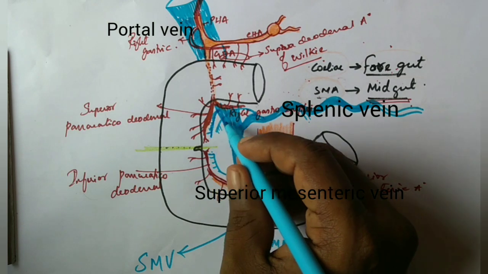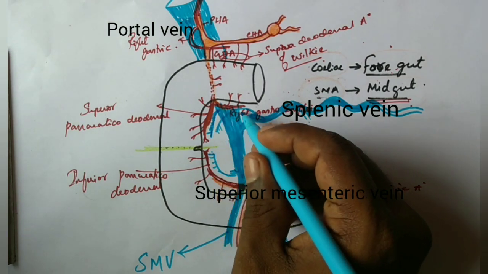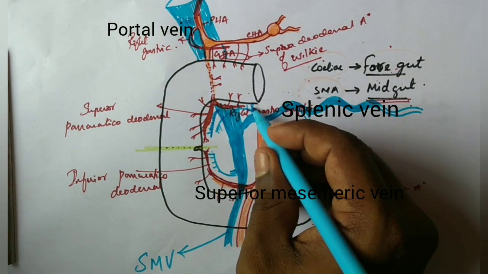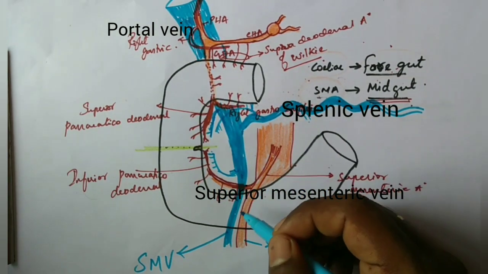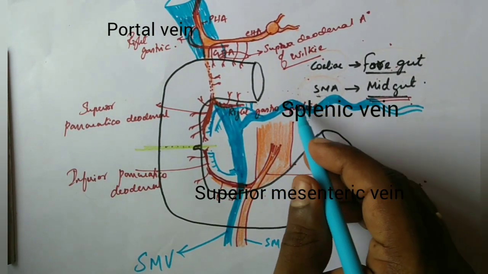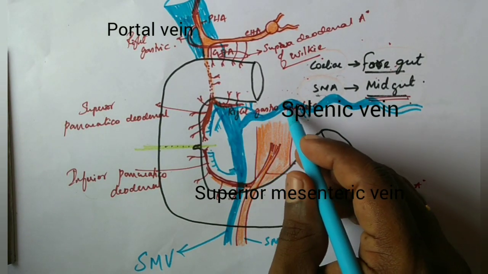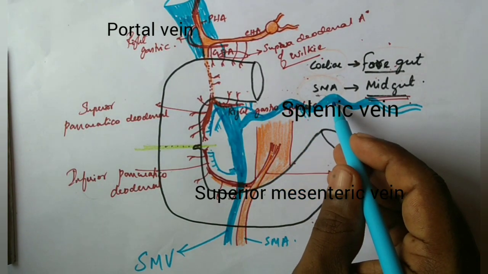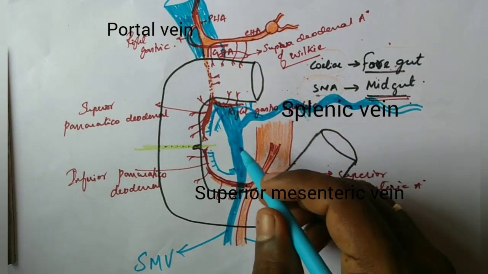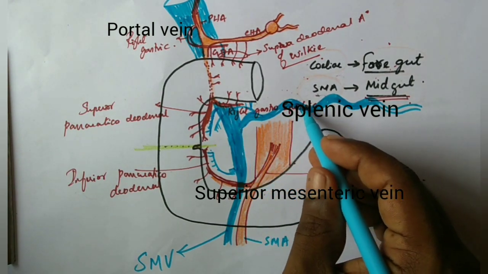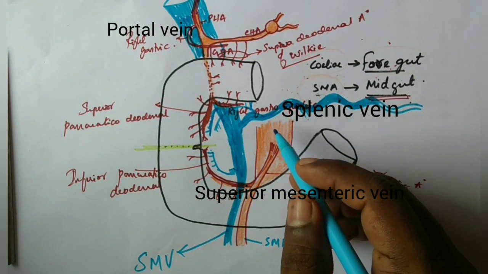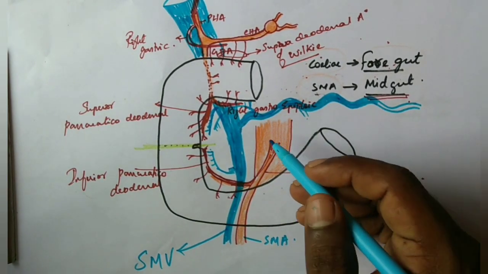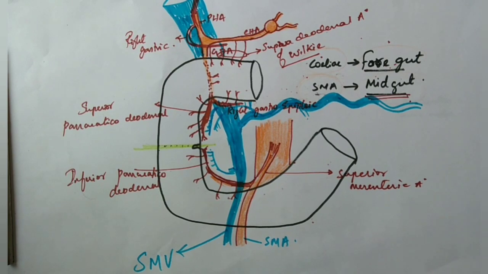So these are the three areas where the venous blood will drain: directly into the portal vein, the superior mesenteric vein, or the splenic vein. What we should note is that the superior mesenteric vein joins with the splenic vein behind the neck of the pancreas to form the portal vein. So this is about the venous drainage.